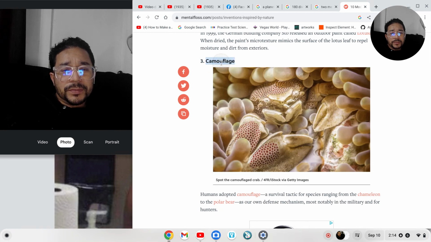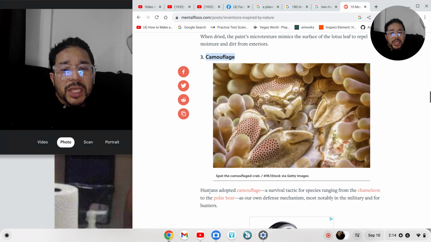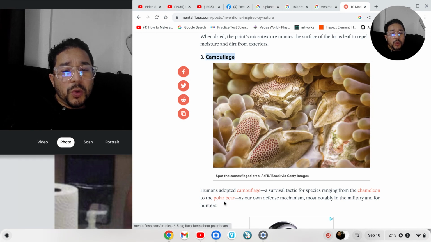Camouflage. Humans adopted camouflage, a survival tactic for species ranging from the chameleon to the polar bear, as our own defense mechanism, notably in the military and for hunters.